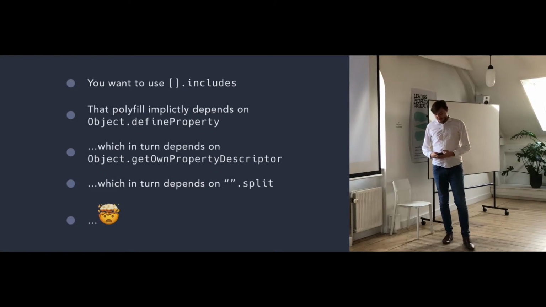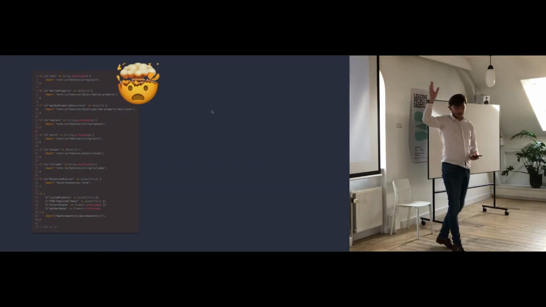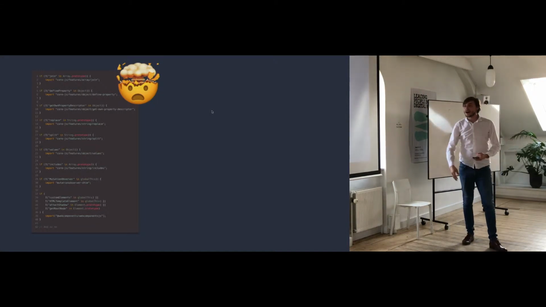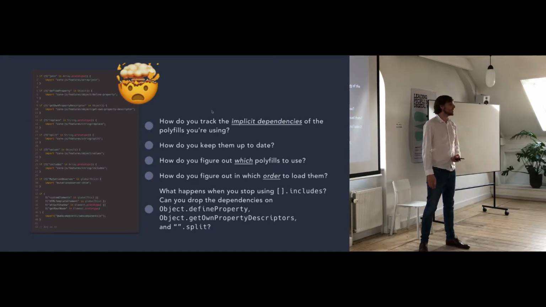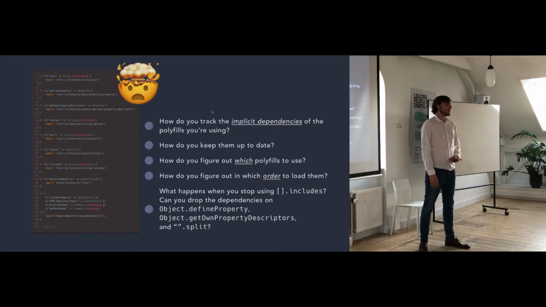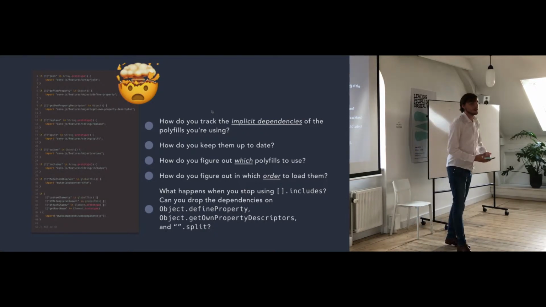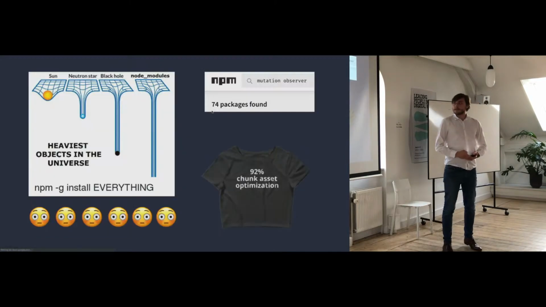Mind blown. It doesn't take that much effort to arrive at this example, right? Where you have this file with potentially a lot of imports. But let's say you return to this file a month from now. Do you remember what's going on? How do you know why you decided to depend on the polyfill Object.defineProperty? And how do you know the order in which to load them? It can be really difficult.